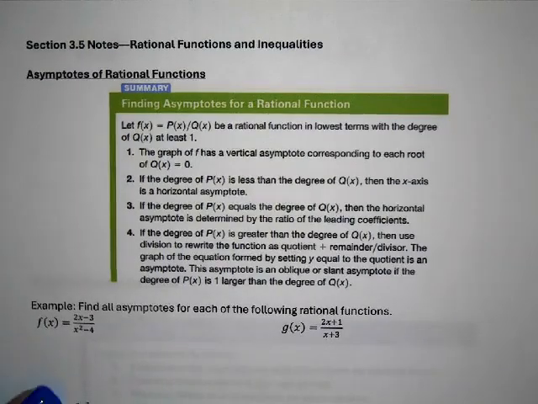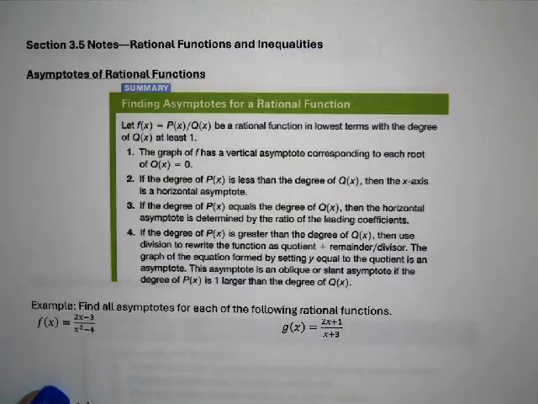This video is on section 3.5, notes, rational functions, and inequalities. What we're going to be doing first is looking at some different characteristics of rational functions that are unique to rational functions. Most of them are unique to rational functions. Once we can find these different characteristics, we're going to use them to sketch the graph.